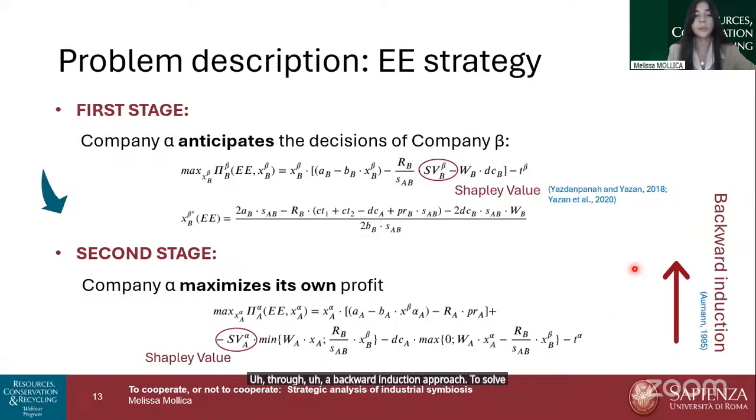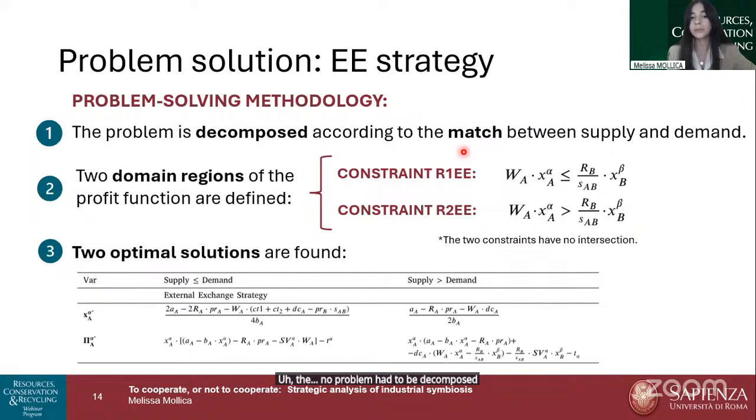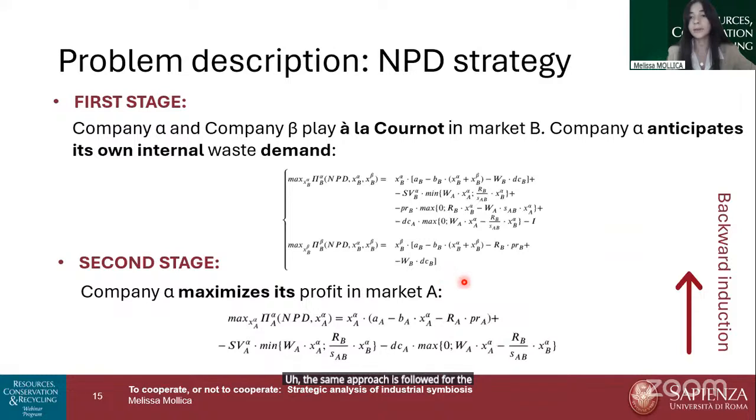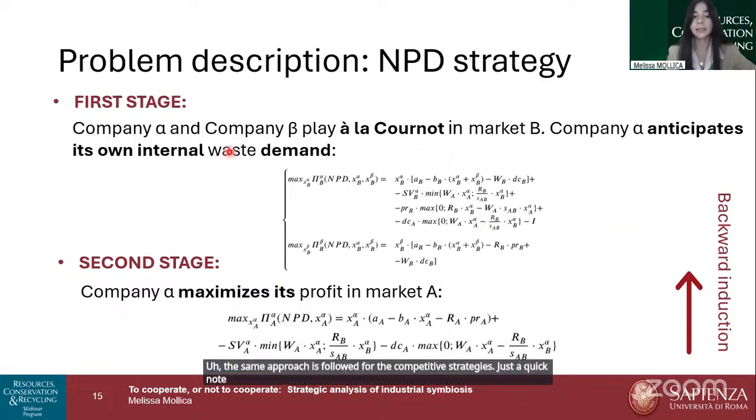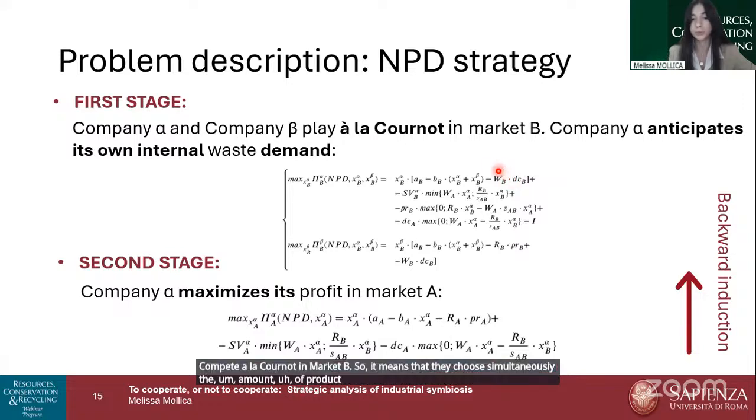To solve the problem in closed form, the problem had to be decomposed according to the match between supply and demand. So the profit function has been divided into two main regions, and for each we found an optimal solution, of which just one is admissible, which is the solution of the strategy. The same approach is followed for the competitive strategies. Just a quick note is that in this case, company Alpha and company Beta compete à la Cournot in market B. So it means that they choose simultaneously the amount of product to produce.